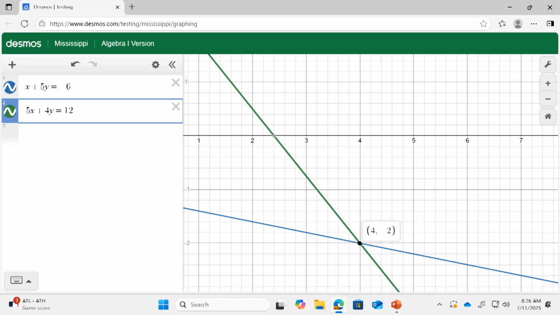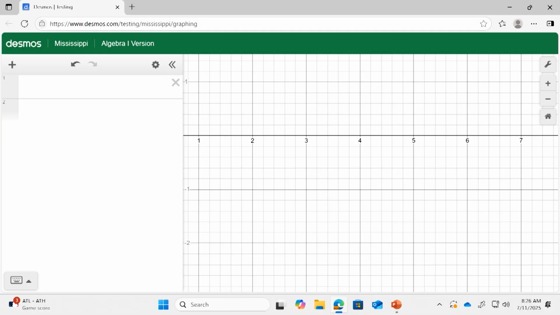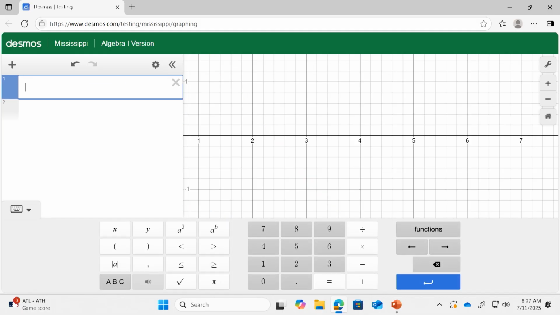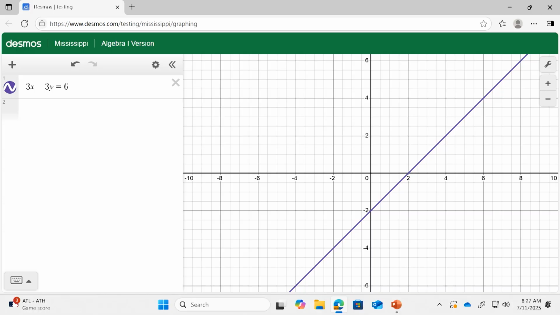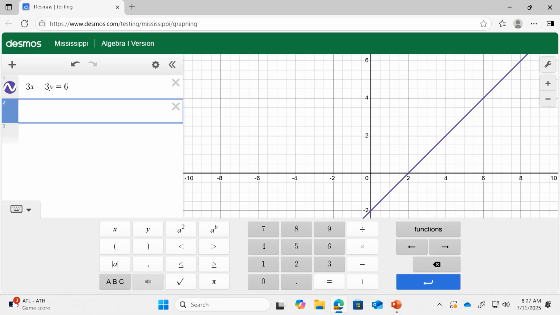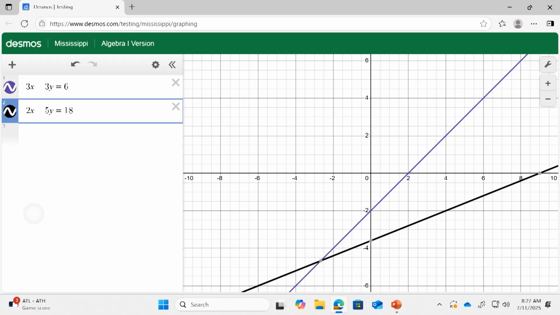So now let's look at C. Let's take these off. C reads 3x minus 3y equals 6. Let's scroll out so we can see these as we put them on. Or we can hit the house to go back to the original. And then I'm going to put my next one in, which is 2x minus 5y equals 18. Well, that's definitely not where it crosses, so I know that C is not the answer.